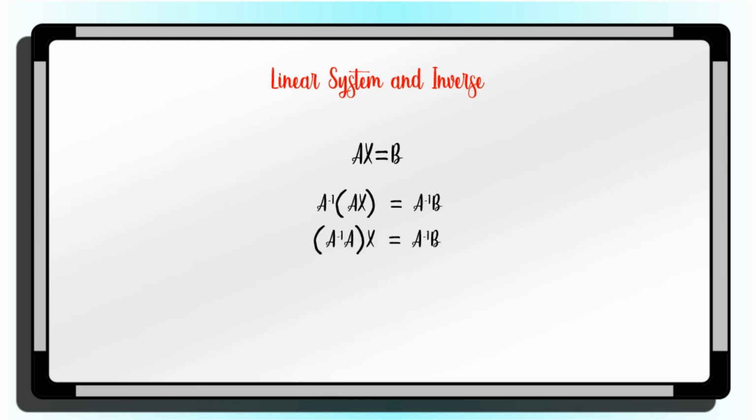Based on the definition of inverse matrix, this part of the equation is equal to the identity matrix. So we can rewrite the equation as identity times X is equal to A inverse times B. Pay attention to this part of the equation. If we multiply any matrix by the identity matrix, the product is the matrix itself. So we can rewrite this equation as X equals A inverse times B. And this is the formula that we will use for the whole discussion.